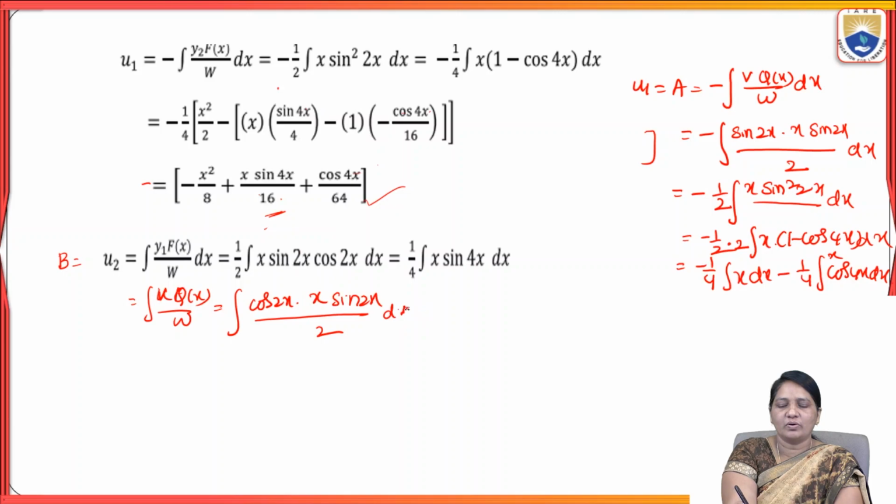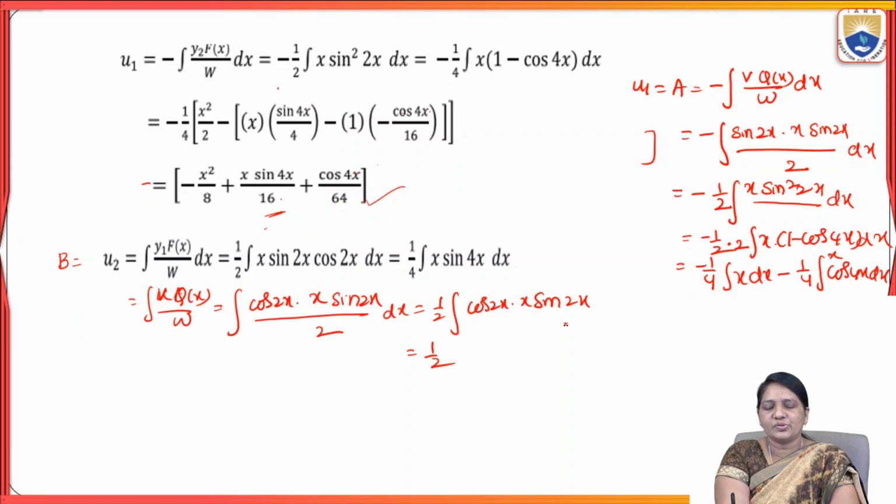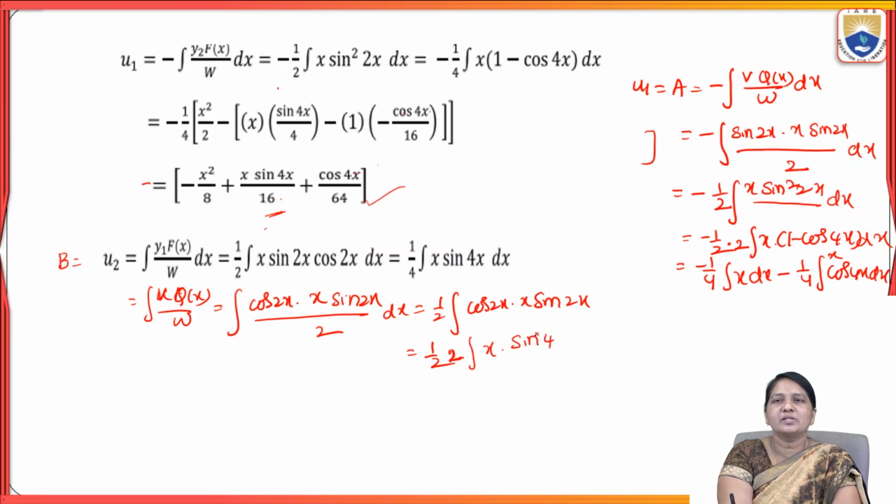So 1 by 2 is the constant, taking out integral cos 2x into x sin 2x. So here I am having 1 by 2 x into cos 2x and sin 2x. So I can write this one using the 2 sin a cos b formula. So sin 2x I can write, that's why I am taking one more 2 here. So this is becoming 1 by 2 integral x into sin, already 2x is there, so you can write sin 4x dx.